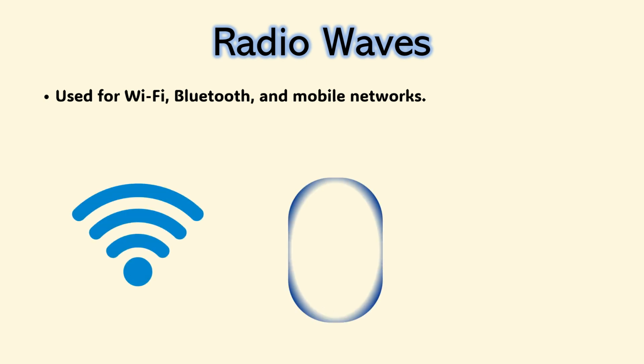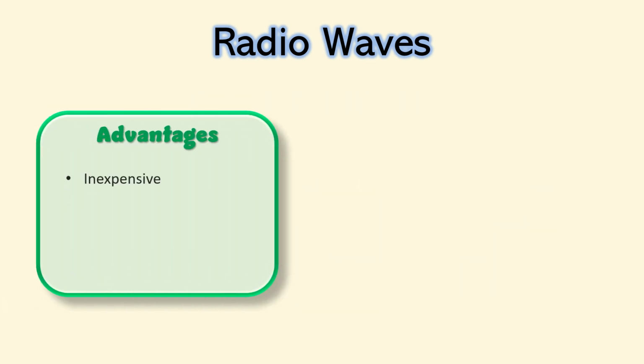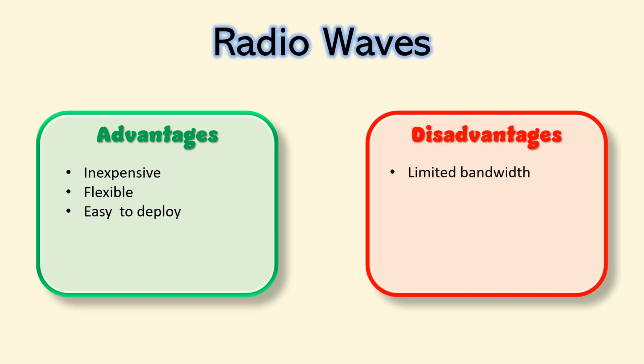First, let's talk about radio waves. These are widely used for wireless communication, like Wi-Fi, Bluetooth, and mobile phone networks. Radio waves are inexpensive, flexible, and easy to deploy. However, they are limited in terms of bandwidth and can suffer from interference from other electronic devices.